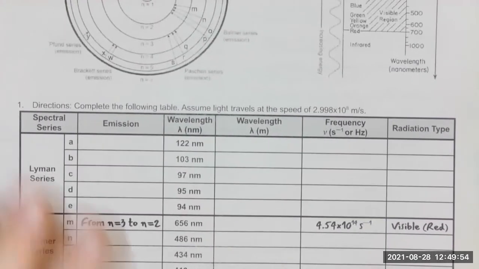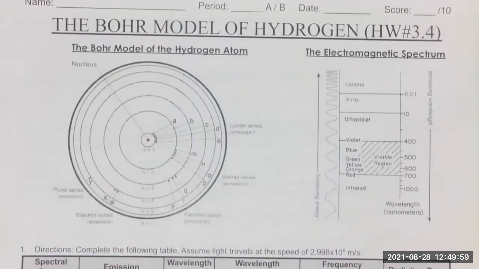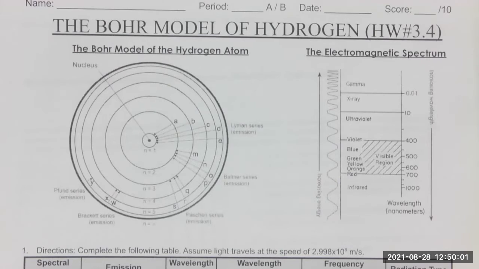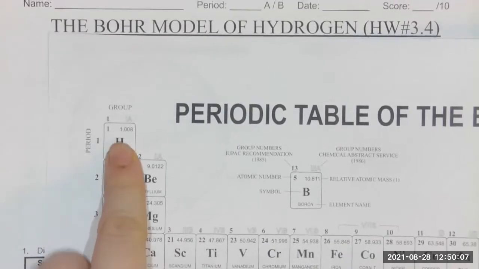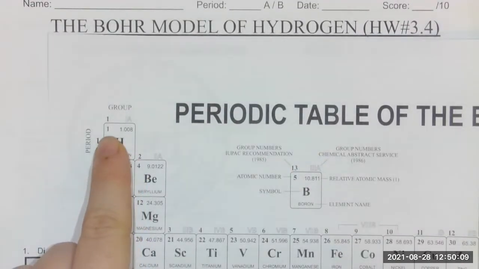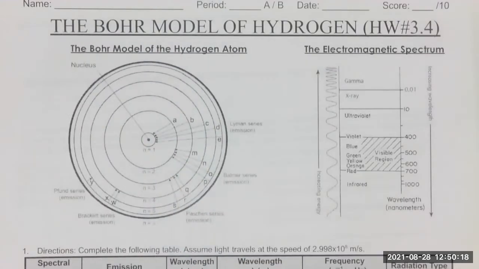So here's what that homework looks like. Here's the top portion. Specifically, we're dealing with the element hydrogen, the most simple element on our periodic table. It has one proton, one electron, and it's just so simple because it's just one electron. So that'll be helpful for doing this assignment here.